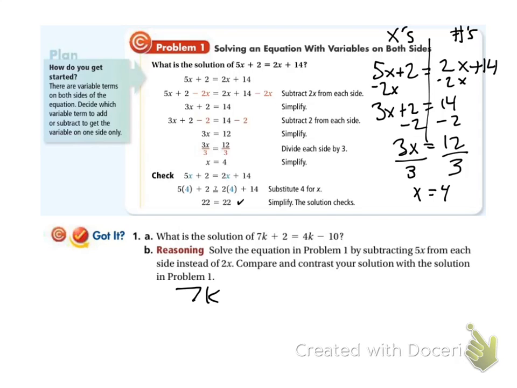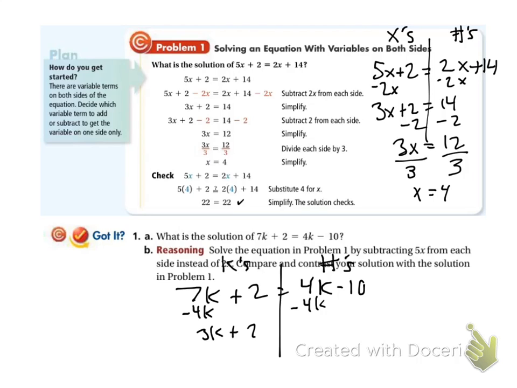I have 7k plus 2 equals 4k minus 10. So 7k is bigger, so I'm going to make this my k side, this my numbers side. So I'll subtract 4k from both sides. This gives me 3k plus 2 equals negative 10. So I subtract 2 from both sides because I need to get my numbers to the right.